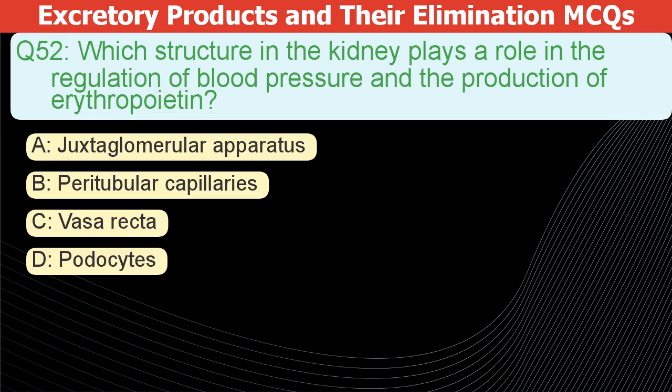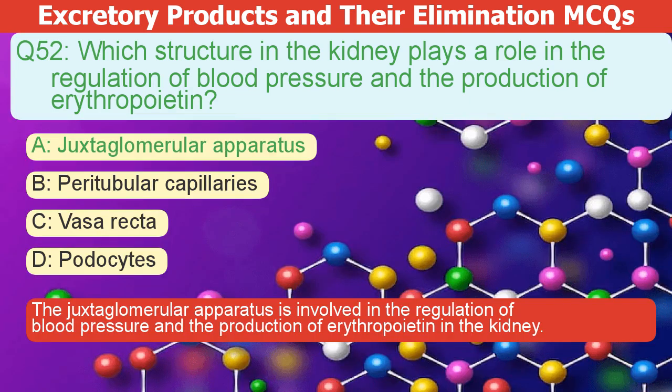Which structure in the kidney regulates blood pressure and makes erythropoietin? A. Juxtaglomerular apparatus. B. Peritubular capillaries. C. Vasa recta. D. Podocytes. The correct answer is A. The juxtaglomerular apparatus is involved in regulating blood pressure and producing erythropoietin in the kidney.